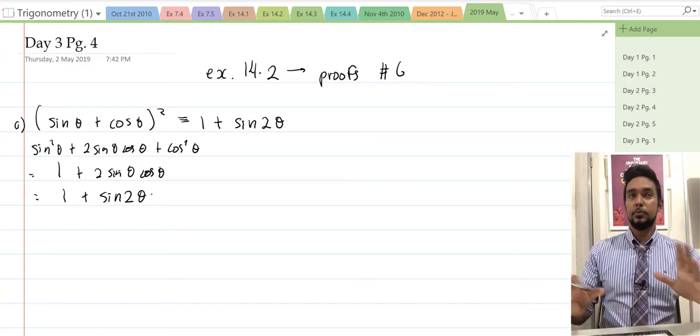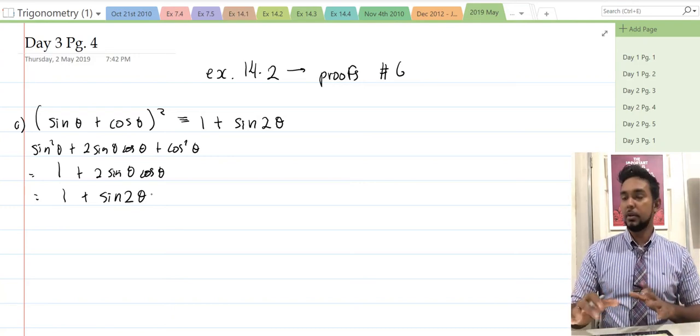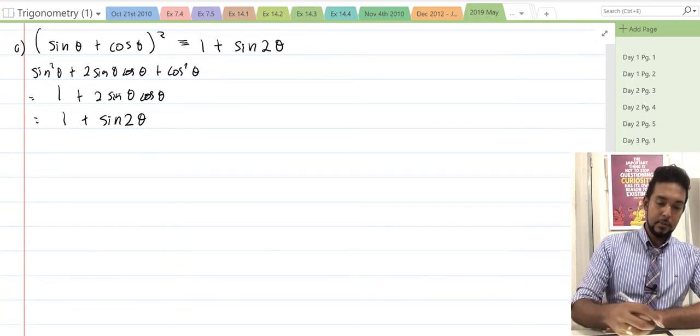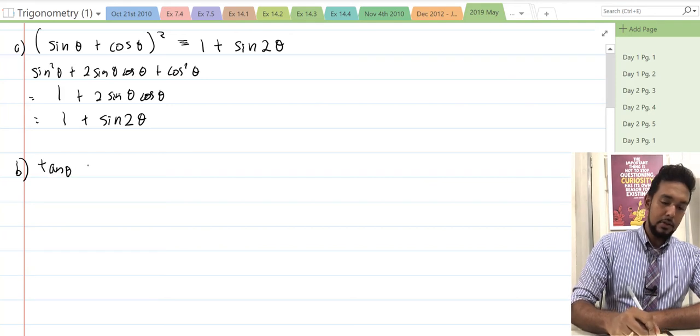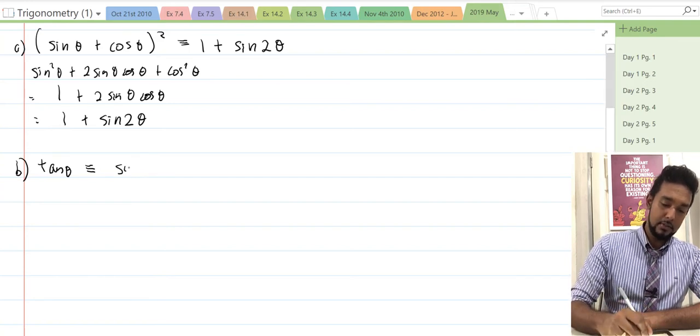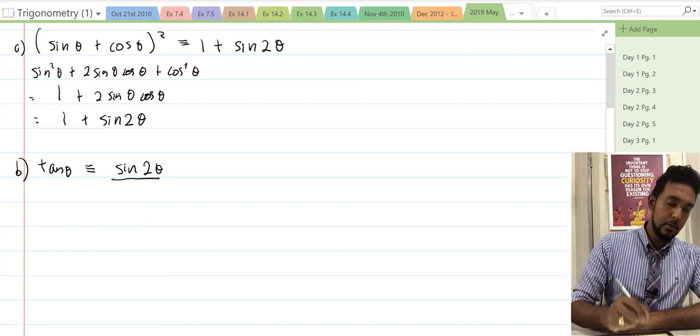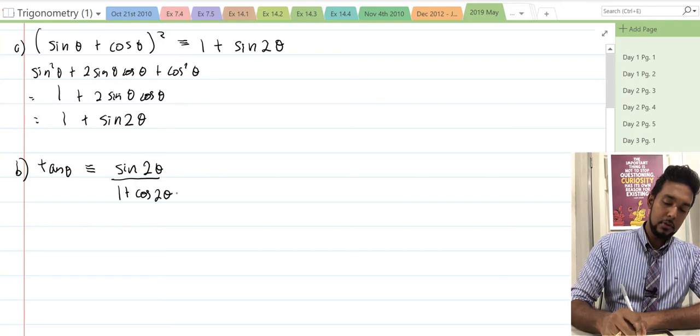All right, so first one wasn't so bad. Nice little easy introduction. Let's take a look at part B now. Part B has tan of theta identical to sine 2 theta over 1 plus cos 2 theta.